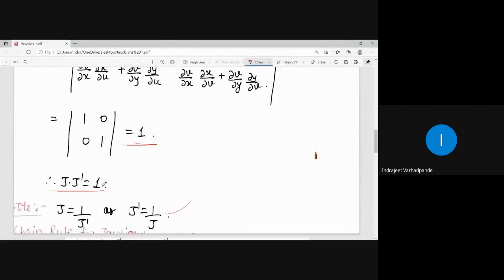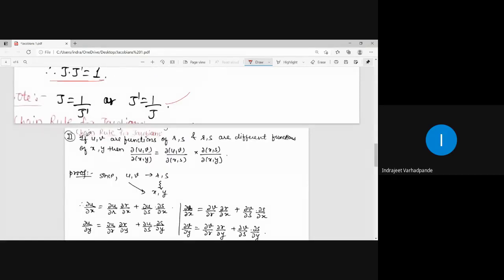J into J dash is equal to 1. So this implies J is equal to 1 upon J dash, or J dash is equal to 1 upon J. Is this point okay? Yes, sir.